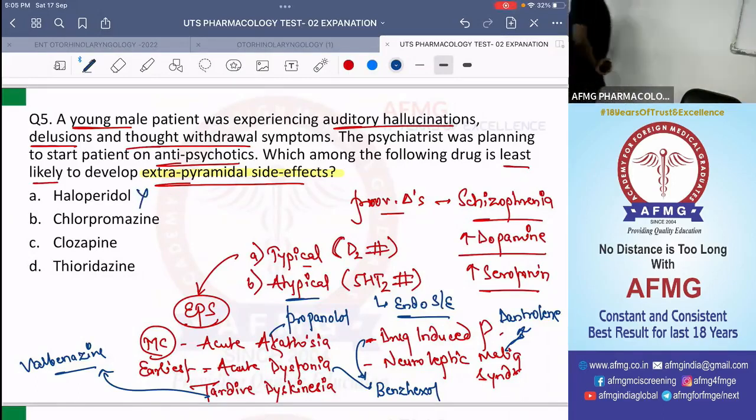Another drug with the same name, that is droperidol, it is also a strong D2 agonist. Or even one more drug, that is fluphenazine. These three drugs have the highest chances to develop extrapyramidal side effects. No issues with anybody?